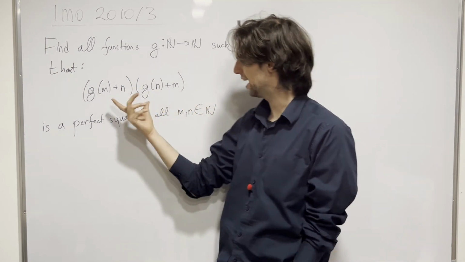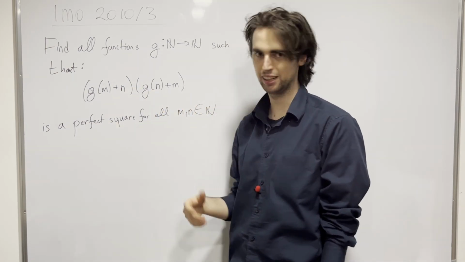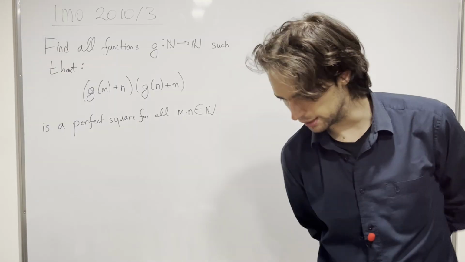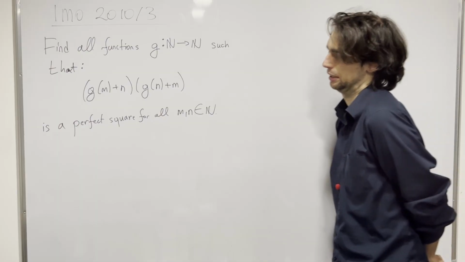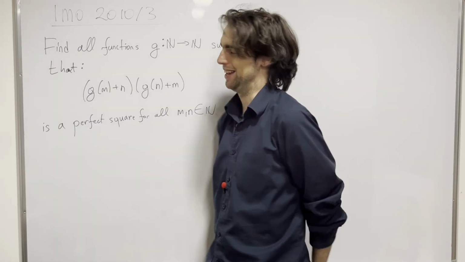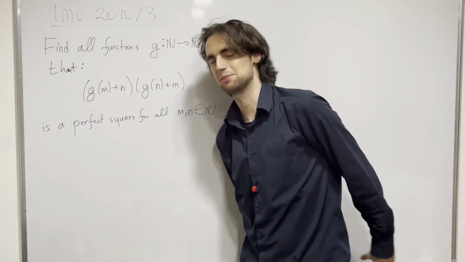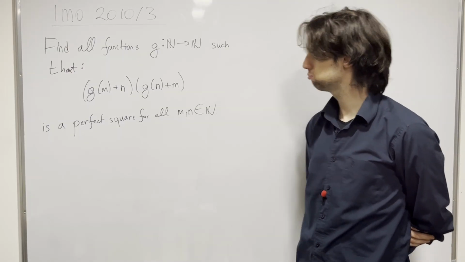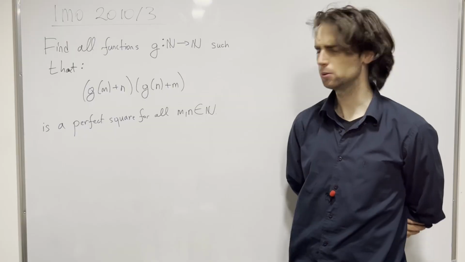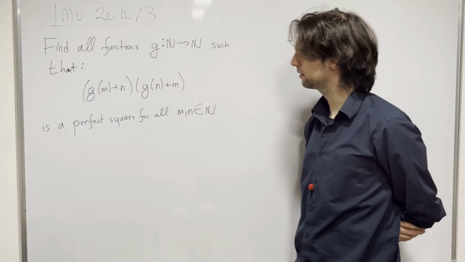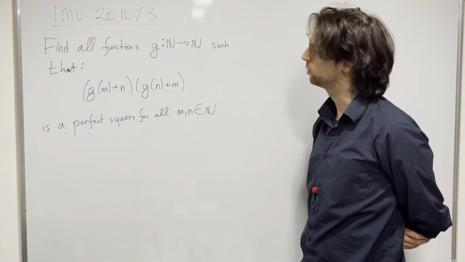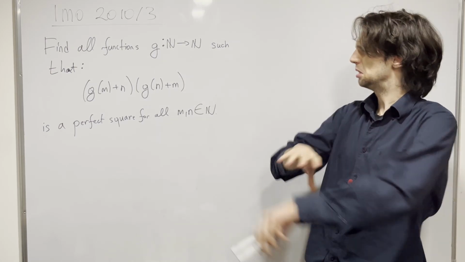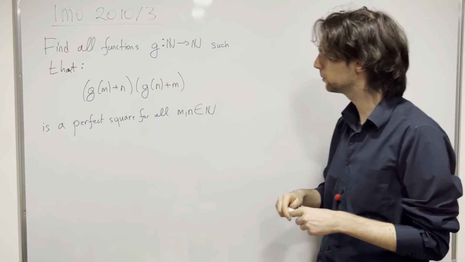This is symmetric in m and n, so plugging in m equals n makes no sense. Now, this is a perfect square for all m and n. Okay, so a solution is g of m equals m, and that gives us (m plus n) squared on both sides. Is that the only solution? I don't know, right? It's not entirely clear. Could we have another solution? Maybe let's deal with that later.